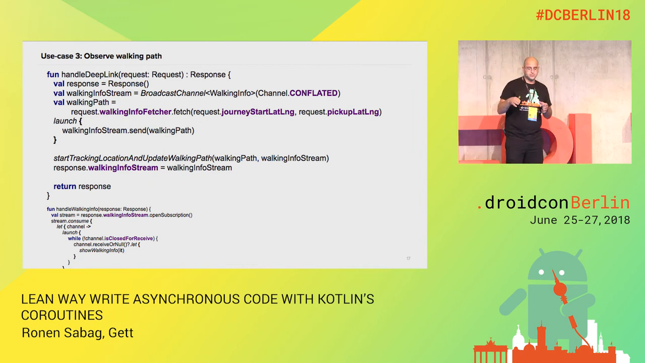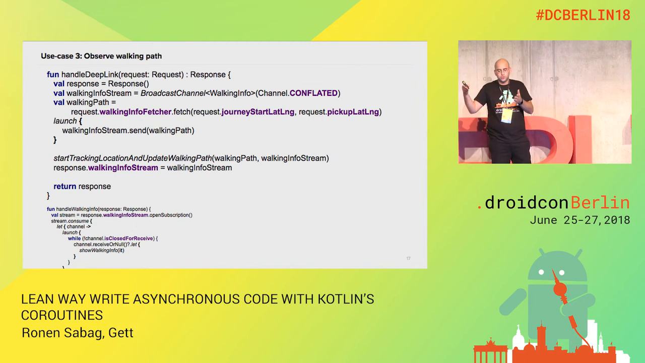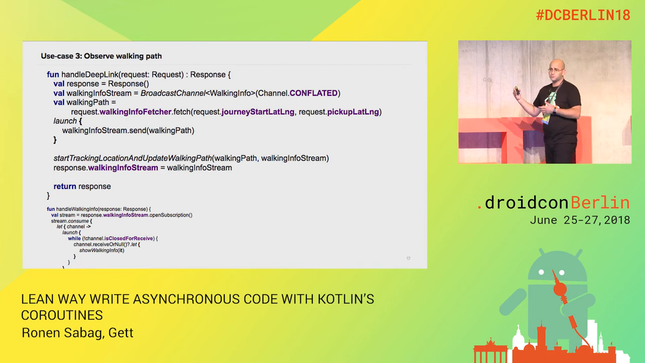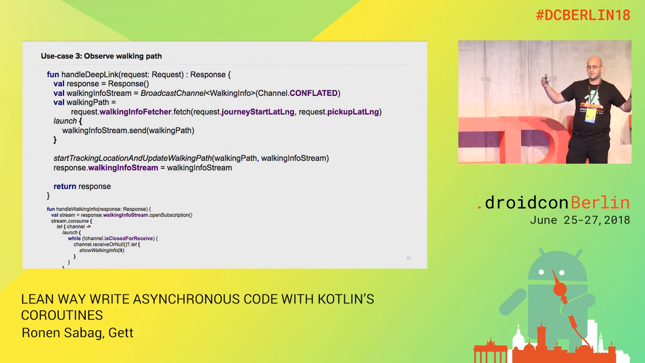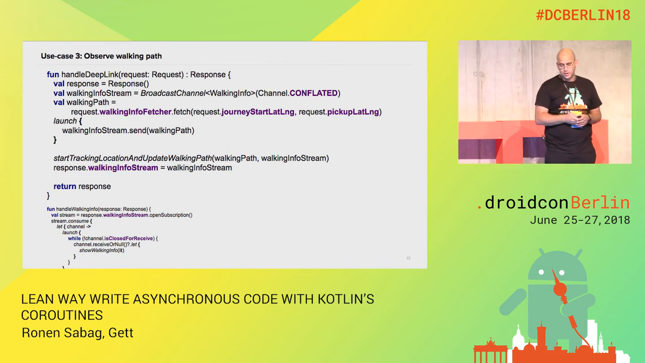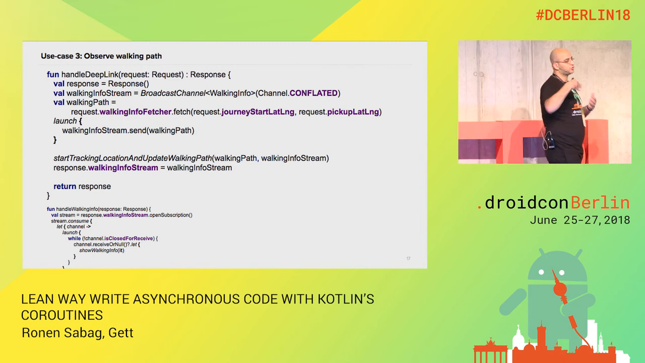In this case, we're going to use a special channel, like a broadcast channel, but it's not just a broadcast channel. Its capacity is conflated. What it basically means is that we're going to have a lot of subscribers, or consumers, which can start to consume this channel. Each of them, when they first start to observe the channel, is going to get the latest value. And when I update with a new value, all of them get the same value. So we have this broadcast channel, and I just call it a walking info stream. I'm going to take the walking path from the network, and then I want to put the initial walking path so the UI can start observing things.